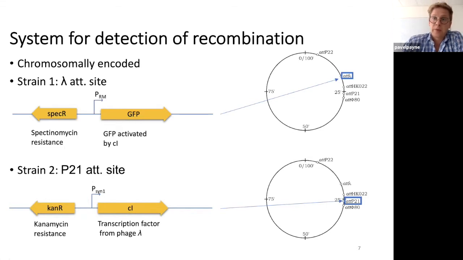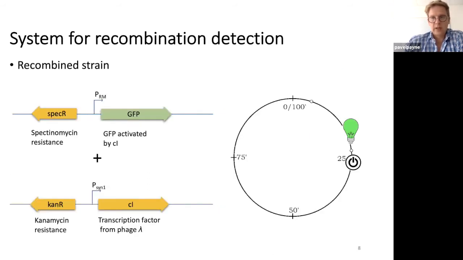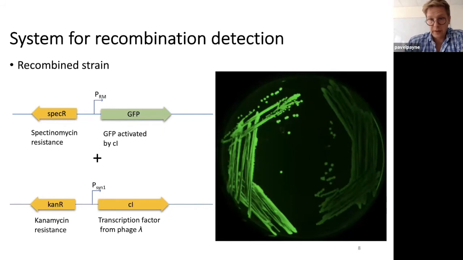For simplicity, we can think about these 2 loci as a bulb and a switch. One has the bulb, which is the GFP, but it can only be expressed when the switch is present in the same genomic background. So when these 2 recombine in the same background, we see fluorescence of the cells or of the colonies. That's the first component. And here you can see the difference between the recombined strain and strain 1 with just GFP.